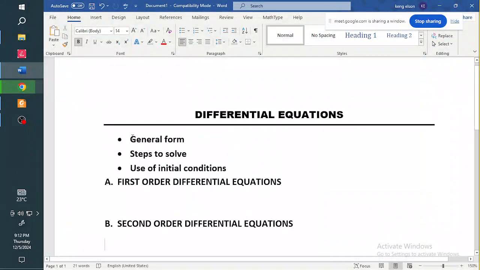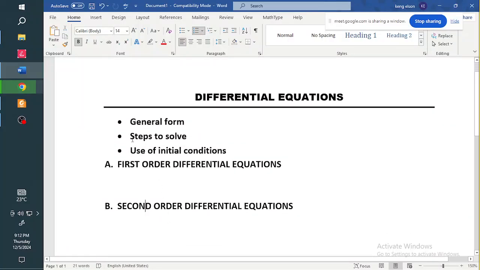Now, we are basically going to be looking at three things under these two main types of differential equations. But now in second order, we are going to look at four things, but these three basic things first. So first, we are going to look at the general form of a second order differential equation. Then we are going to see how to solve a second order differential equation and how to use the initial conditions in solving a second order differential equation.